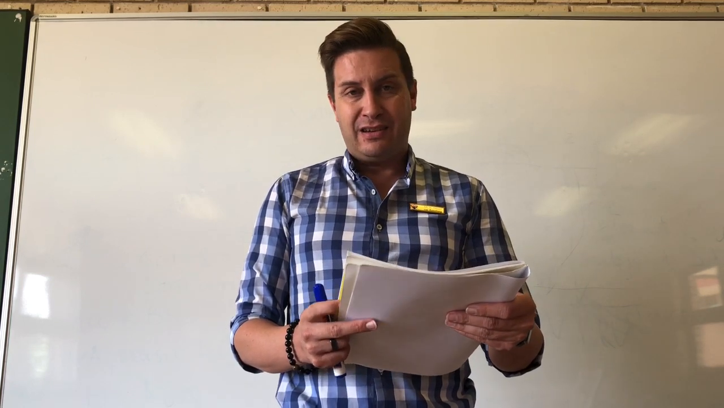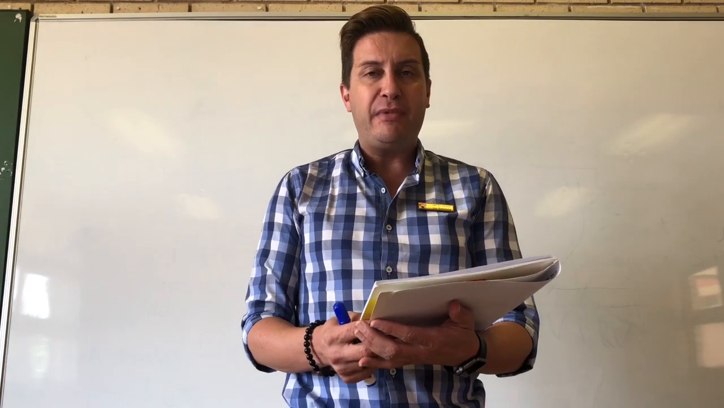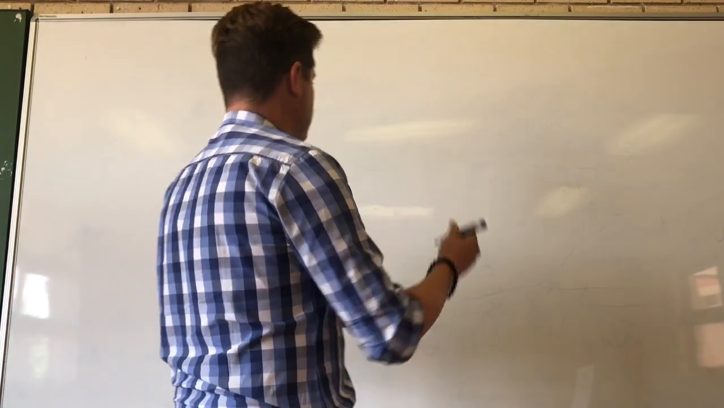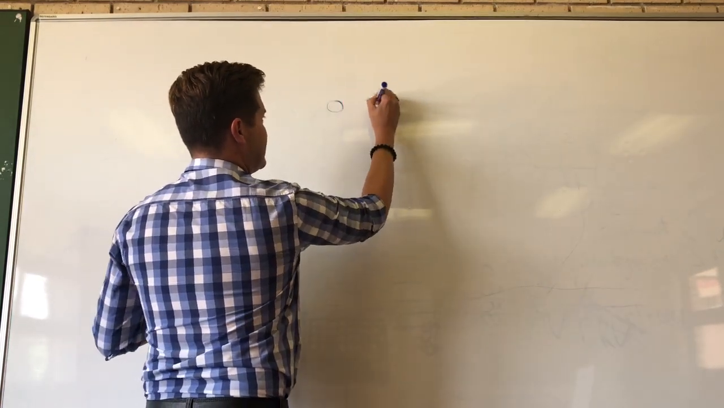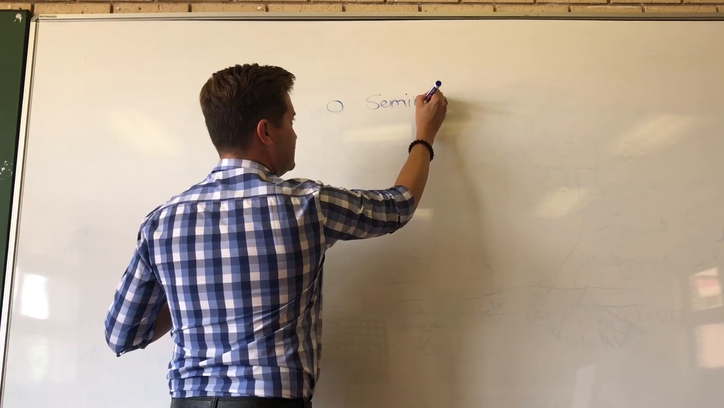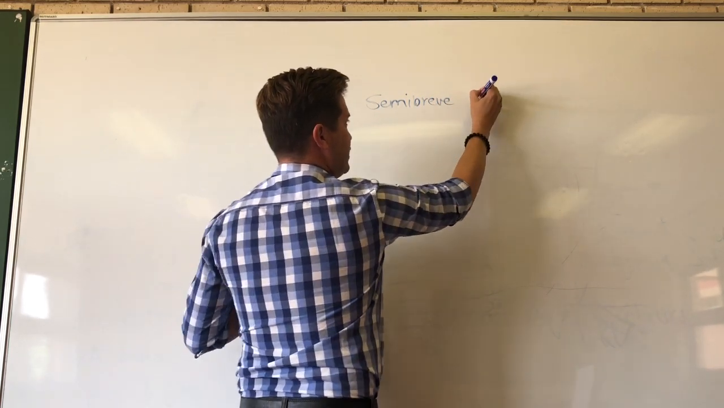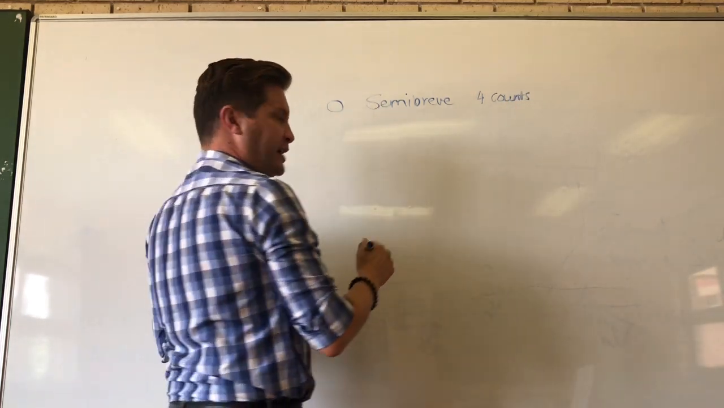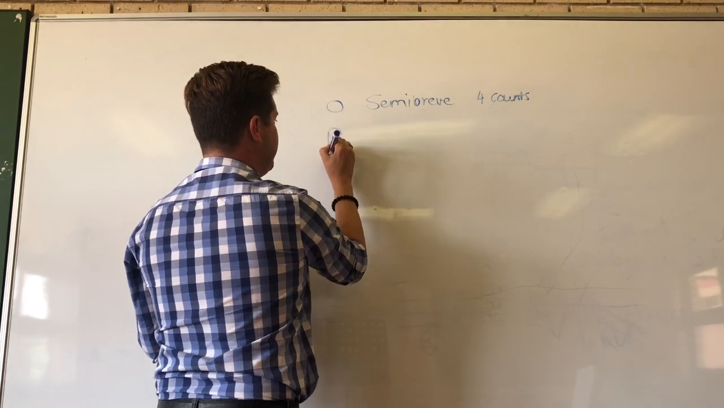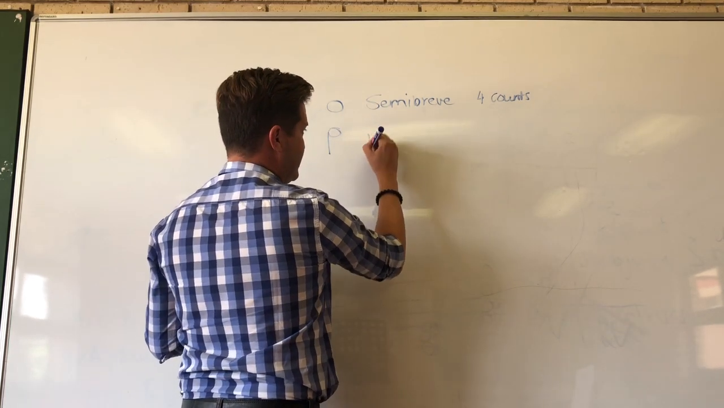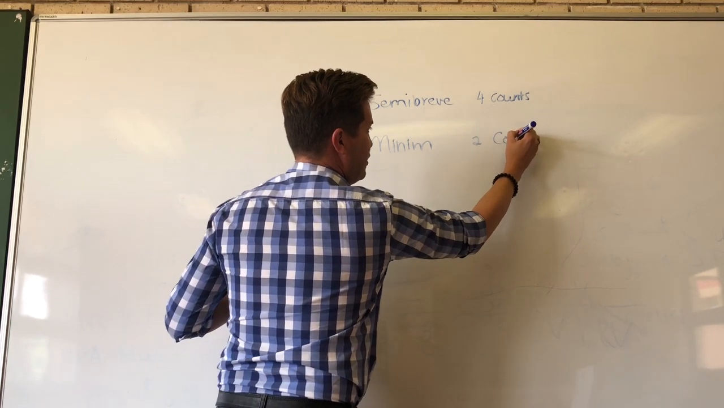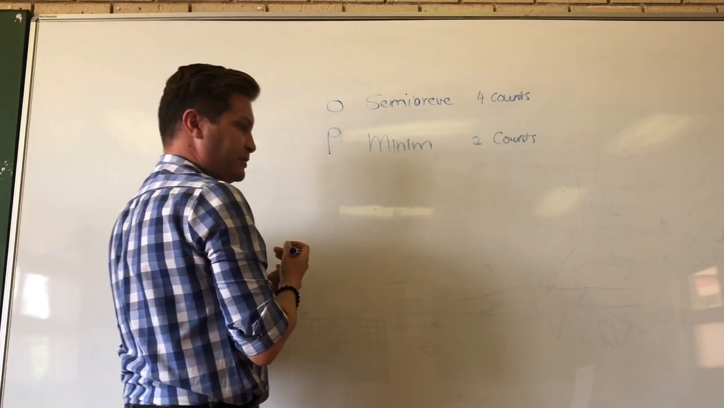For each of those I want you to write the value, in other words how many counts for each of those notes, right next to it. So in your book, the very first one is the semi-breve, and you're going to write there 4 counts. Underneath the semi-breve is your minim, and the minim has the value of 2 counts.